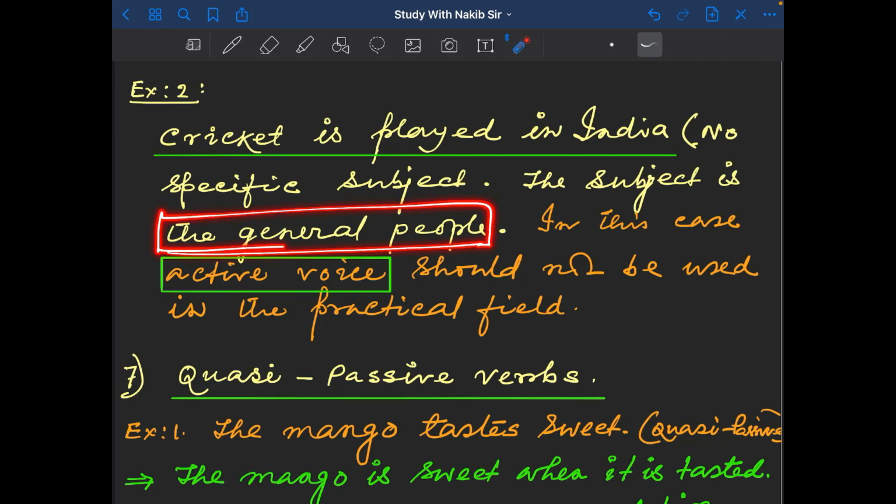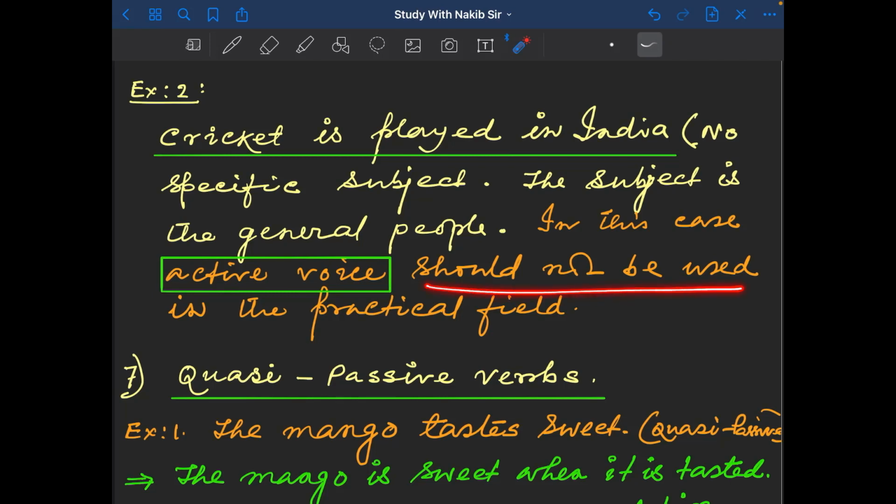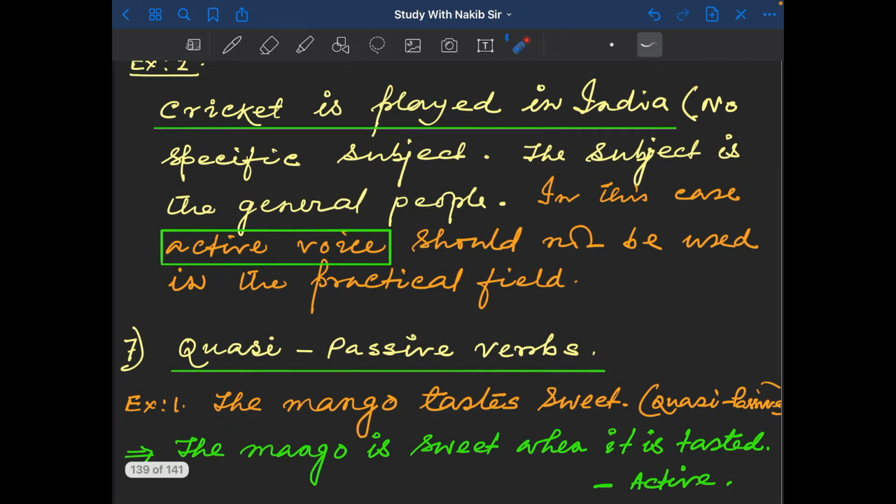Anyone living in India plays cricket. For this it is said, cricket is played in India. The subject is the general people. In this case, active voice should not be used in the practical field. Only passive voice is permitted. Only passive voice is allowed. Okay. So, very important point that when no particular subject is there, use passive voice. When particular subject is there, use active voice.